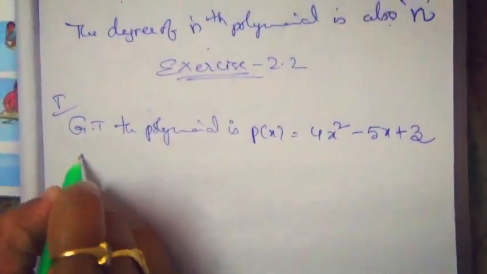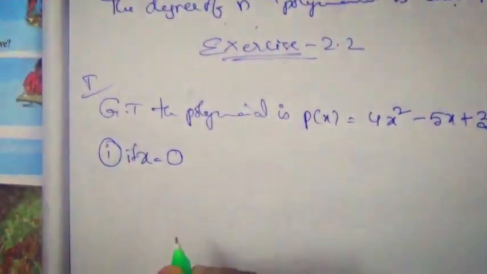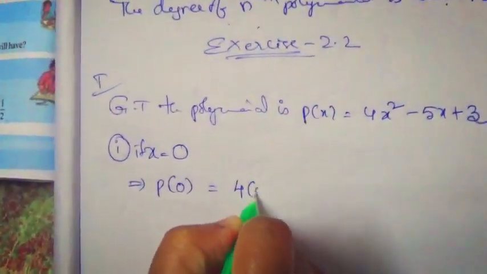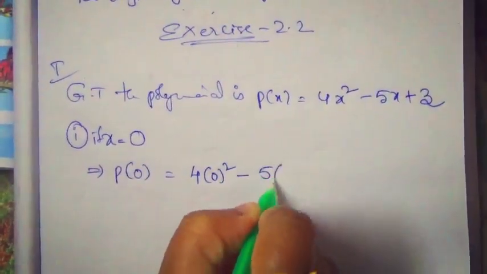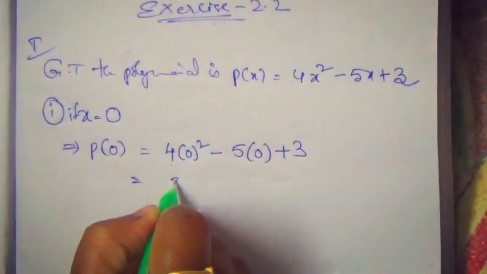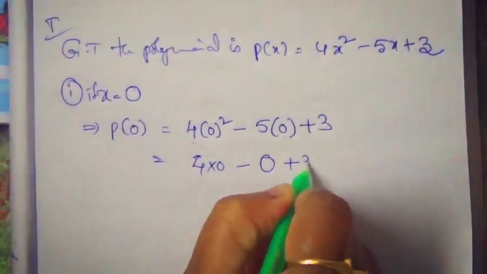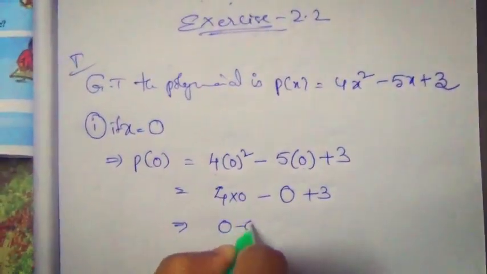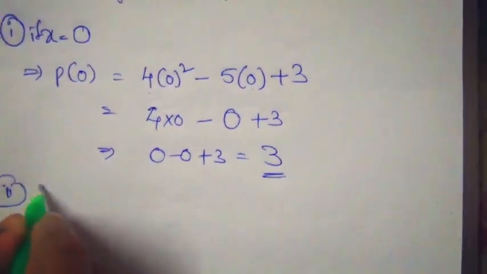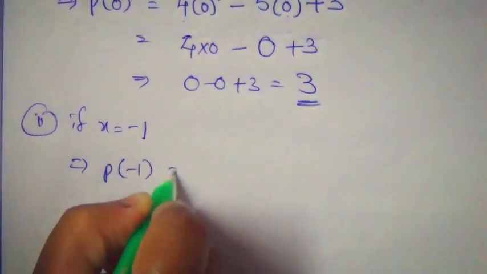Okay, so first of all, what we have to write: if x is equal to 0, that implies p of 0 is equal to 4(0)² minus 5(0) plus 3. So 4(0)² means 4 into 0, minus 5 times 0 is 0, plus 3. That implies 0 minus 0 plus 3, which is equal to 3. That's it.